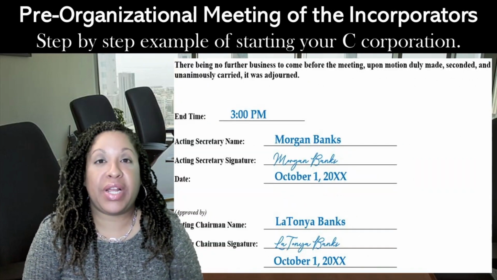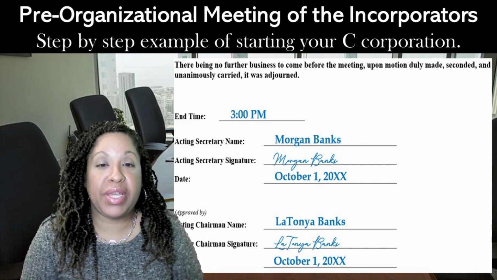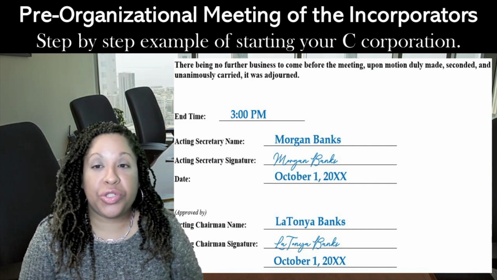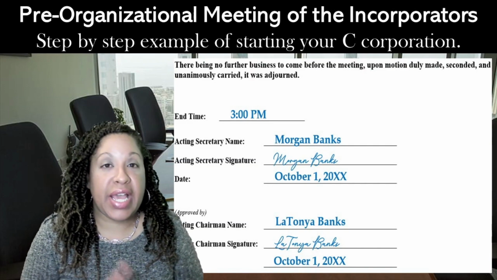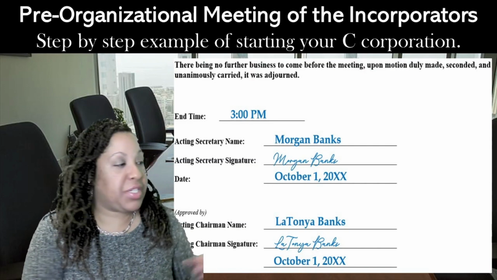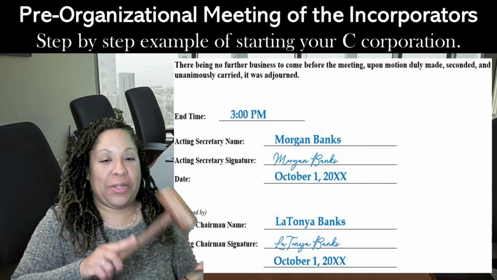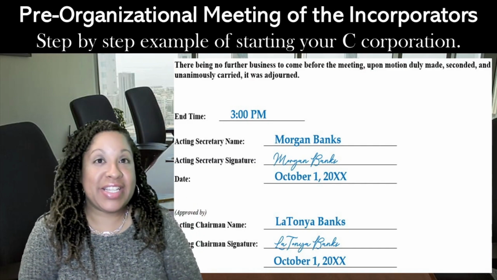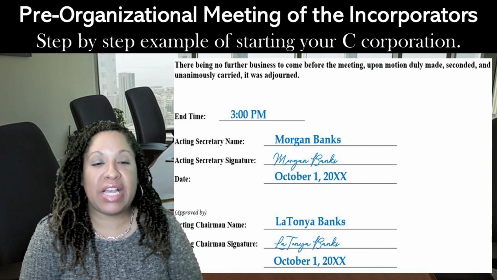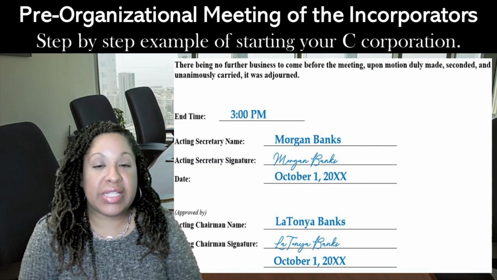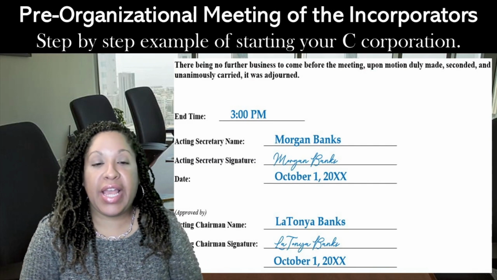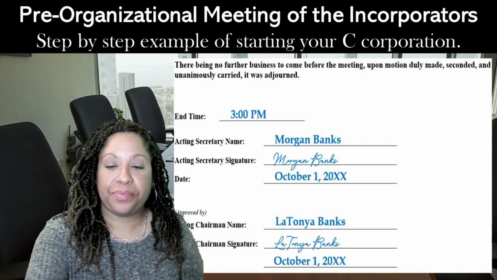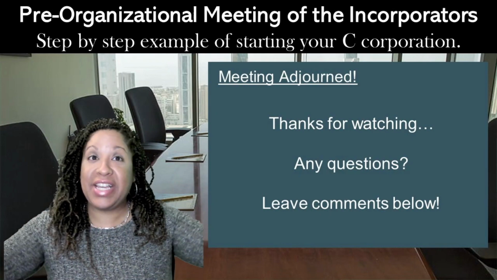And finally, we're at the end of the meeting. So there being no further business to come before the meeting, upon motion duly made, seconded, and unanimously carried, it was adjourned. And I wanted to do this with my little gavel here. So meeting is adjourned. So the minutes have been prepared and signed off by Morgan Banks, the secretary, and have been approved by the chairman, Latanya Banks. And that's it, meeting adjourned.